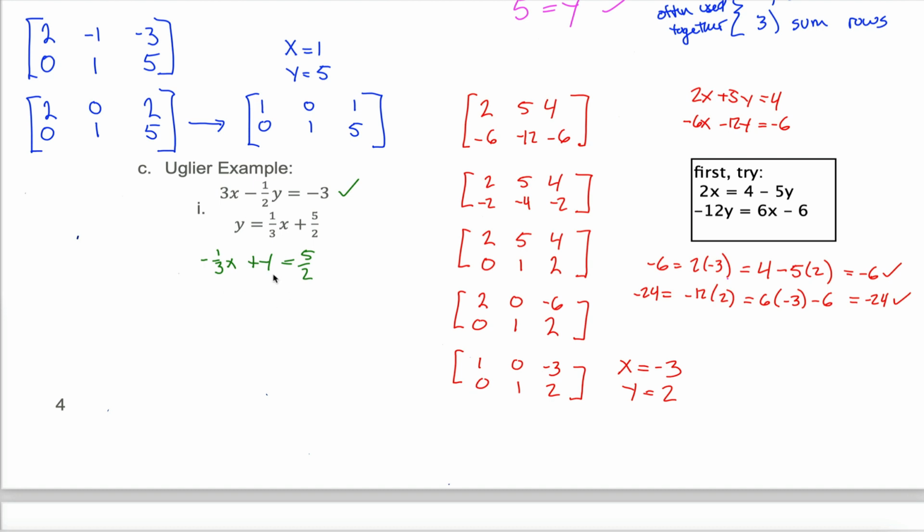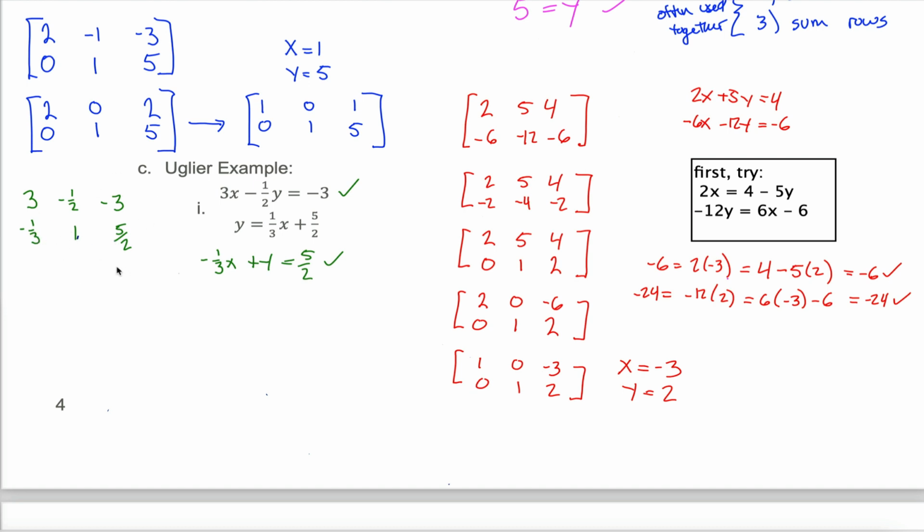Ugh, fractions. This is going to be miserable. It won't be that bad. Let's take this first equation and this last equation and turn them into a matrix. The coefficient on the x is a 3, the coefficient on the y is a -1/2, and my constant term is a -3. So my first row is 3, -1/2, -3. Coefficient on the x down here is -1/3. Coefficient on the y is the implied 1. And then my constant term is a 5/2. So the second row of my matrix is -1/3, 1, 5/2.